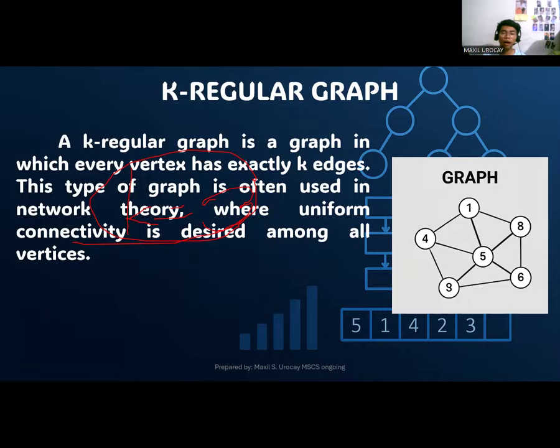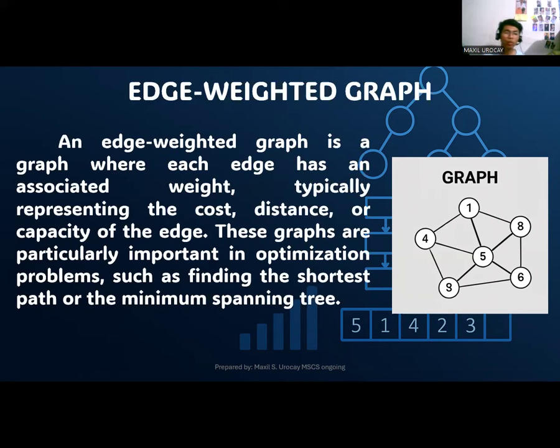Now, edge-weighted graph. An edge-weighted graph is a graph where each edge has an associated weight, typically representing the cost or distance or capacity of the edge. These graphs are particularly important in optimization problems, such as finding the shortest path or minimum spanning tree. So, meaning that there is a specific number to each edge.